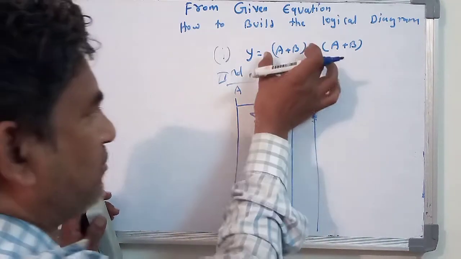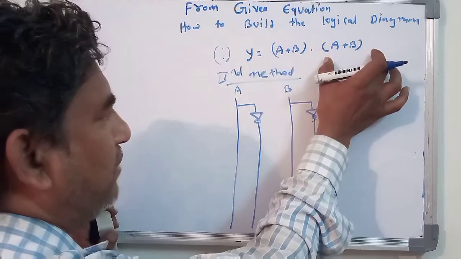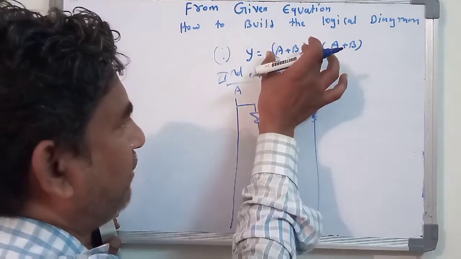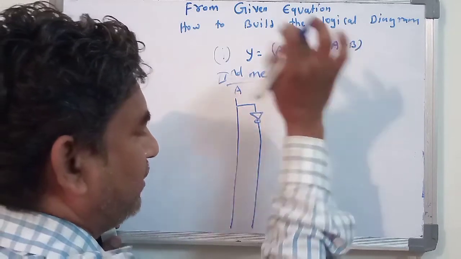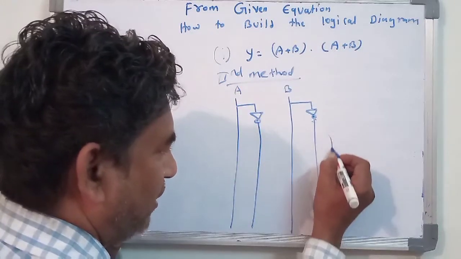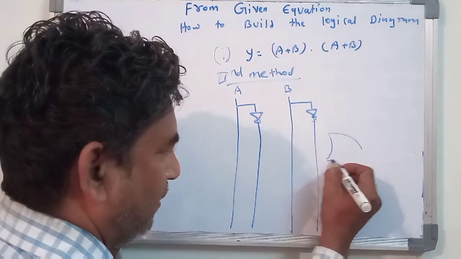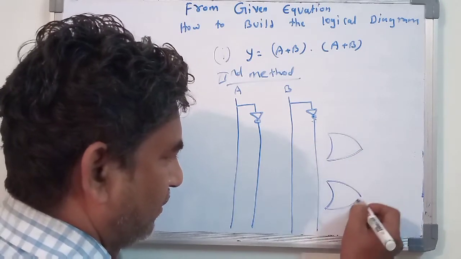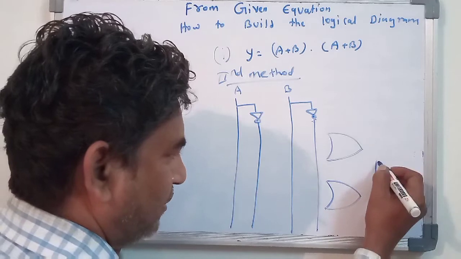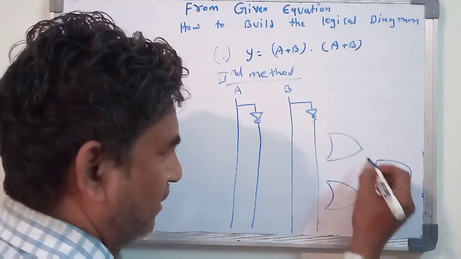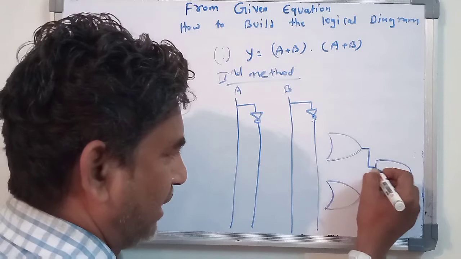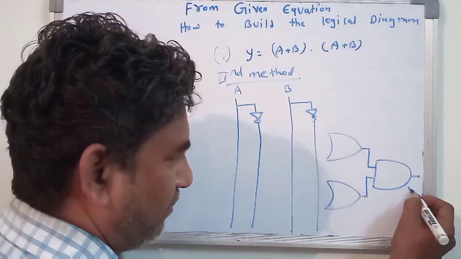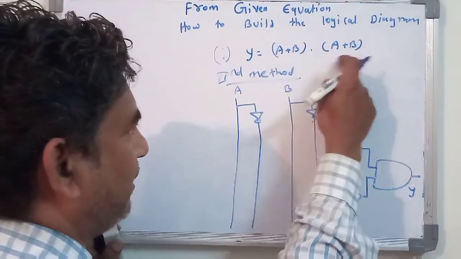Okay, now you observe here (A plus B) and (A plus B). How many gates should you require? You require first gate, second gate, and the third gate. So you draw the first OR gate, second OR gate here, and the next third gate like this. As we know, the outputs are connected to the inputs of the AND gate, and the output will be obtained, that is Y is equal to (A plus B)(A plus B).